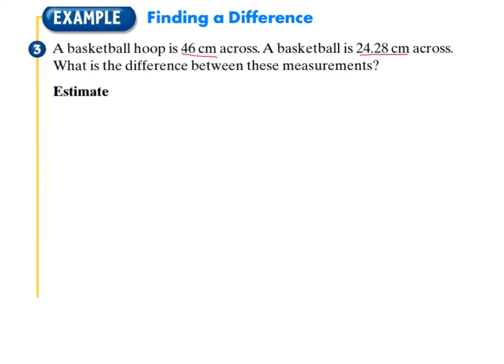So first we're going to estimate. So we know our original problem is 46 minus 24.28. So we're going to round 24.28 to a number that's easier to work with. So 24.28, 0.2 is closer to 24 than to 25. So we'll leave it at 24. So we're going to estimate 46 minus 24, which is 22.